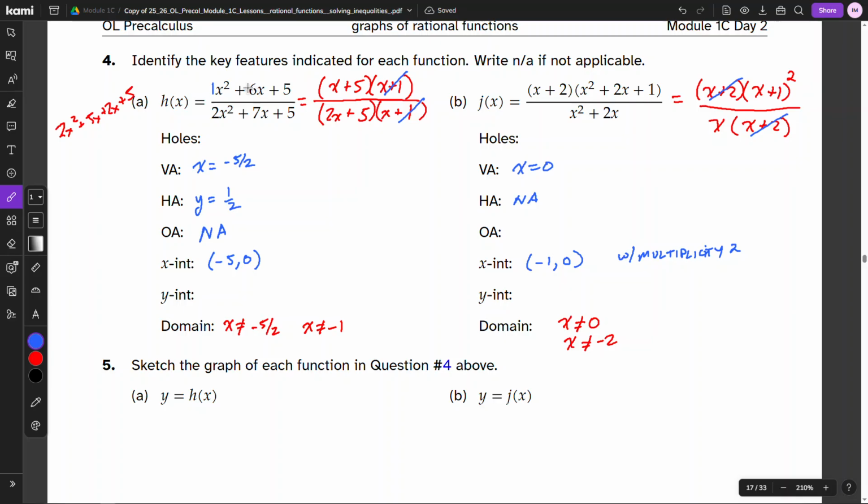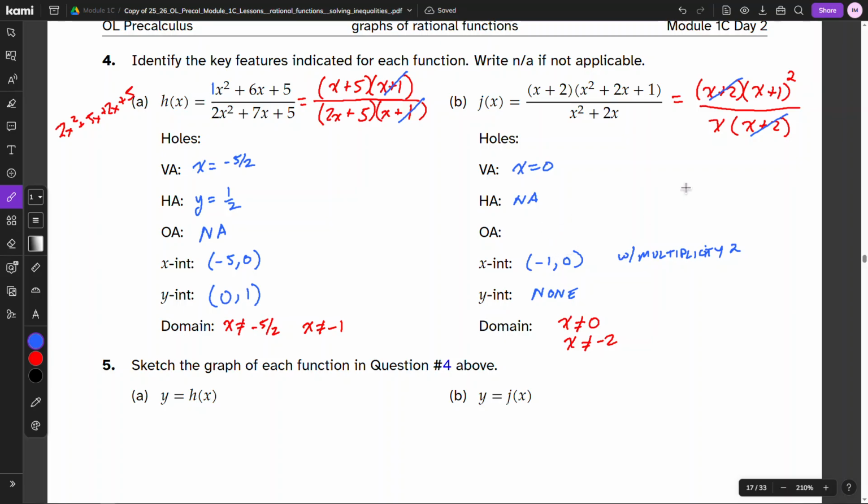Y-intercept, what happens if x equals 0? For this one, 0 is in the domain, so 5 to 1. So that is going to be, right, 5 divided by 5 is 1. For this one, x is 0 is not in my domain, so I cannot have a y-intercept, right? It's okay if you write none rather than NA, that's fine.